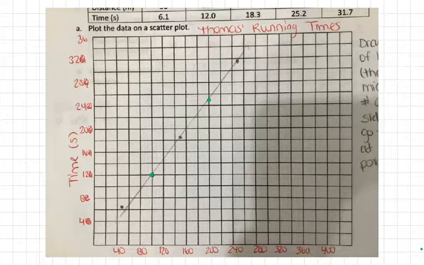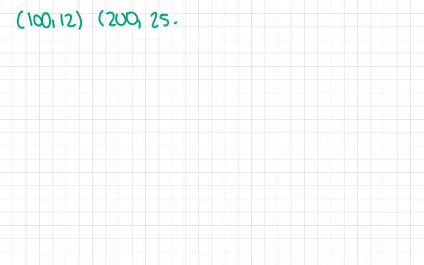Now go to the next page of your handout and we're going to answer some questions. So we now have our line of best fit, and question B says determine an equation for the line of best fit. So the 2 points that my line actually goes through, I have to use those 2 points. Those points were 100, 12, and 200, 25.2. So now I have 2 points, so I can find the equation of this line by first finding the slope. So slope is y2 minus y1 over x2 minus x1.